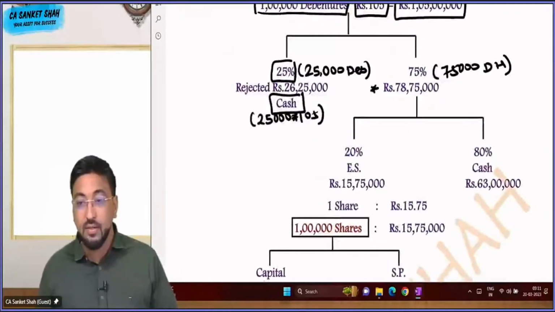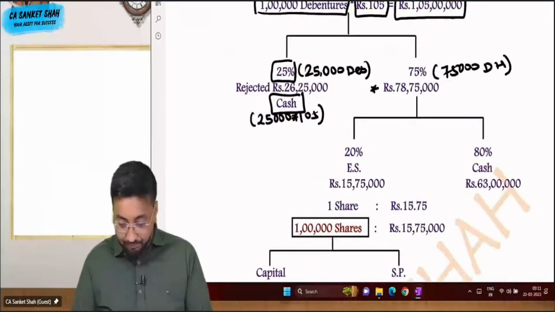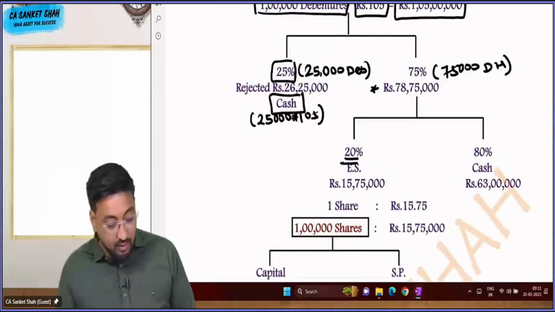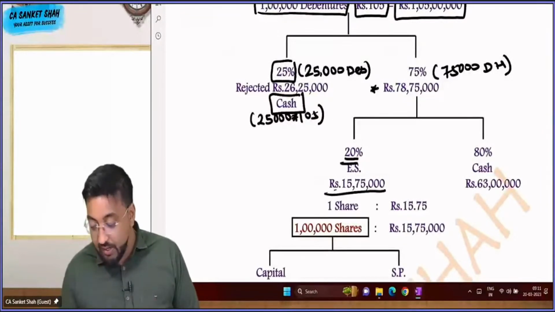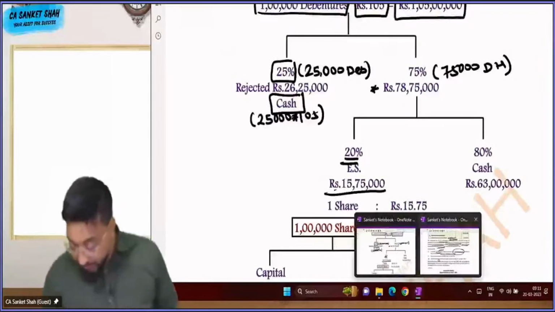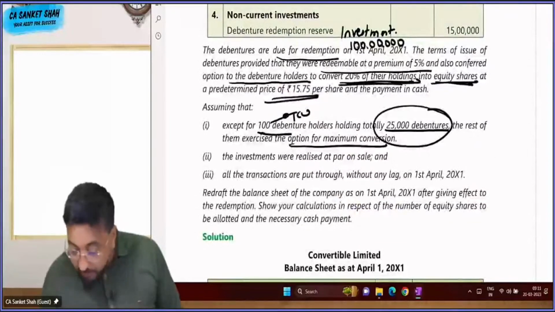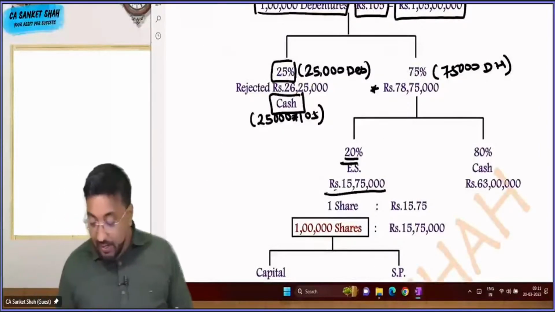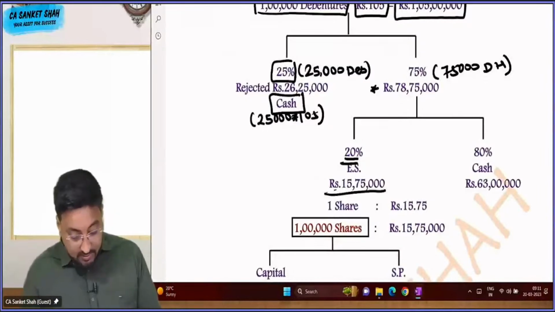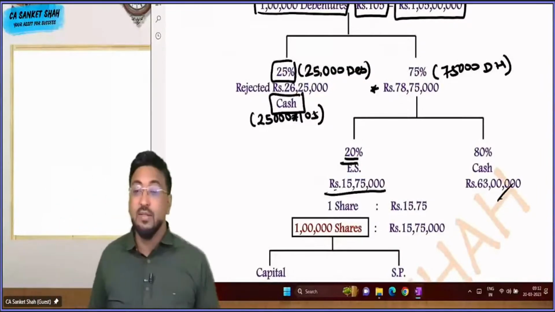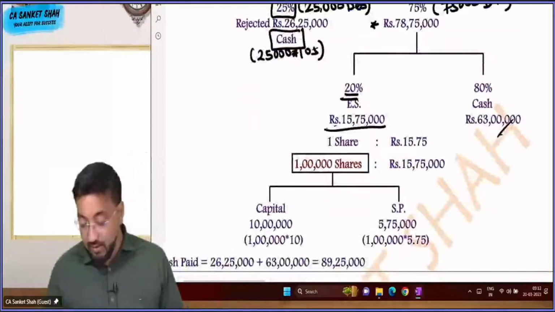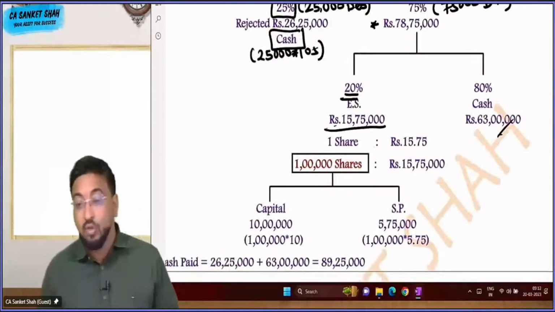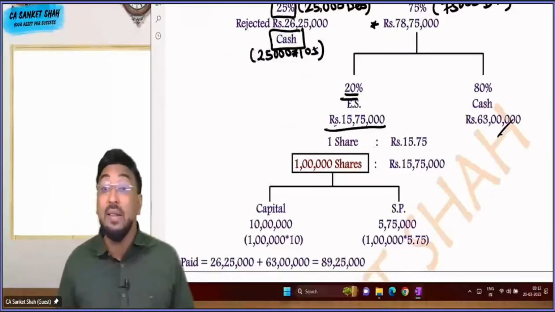Out of this 20%, so take on calci, 78 lakh 75,000 into 20%, they converted into equity shares. Okay, so they converted their option. So it's given in the question that they converted 20% into equity shares. Okay, so 15 lakh 75,000 and remaining 63 lakhs. Okay, so 63 lakh. अभी एक शेयर का कितना होएगा? 1 share 15.75. 1 share 15.75. So 15 lakh 75,000 के 1 lakh shares will be there.